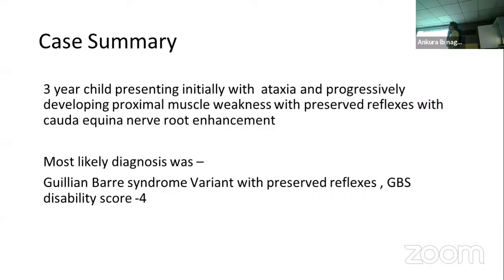Constipation. Any other differential diagnosis for AFP? GBS. Polio. Others are transverse myelitis and.